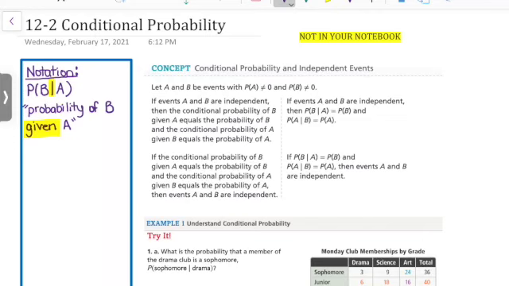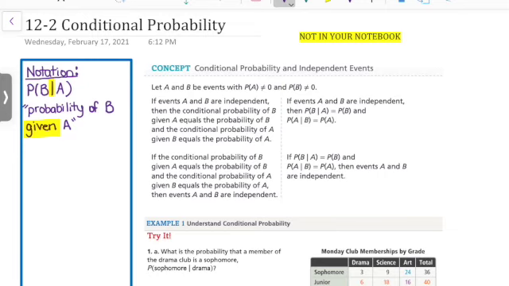All right, 12-2 goes over conditional probability. So it's taking probability even a little further. So there's a concept box here. Remember, you can always access this notebook in our Canvas class notebook. So if you want to see the notes later, you can open it there.